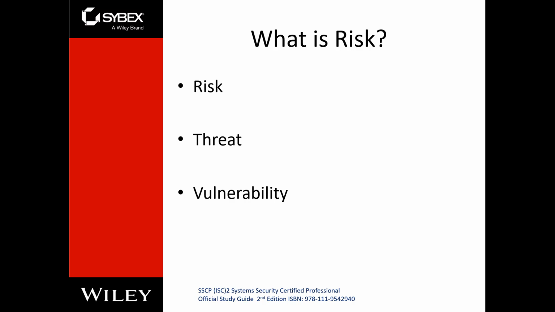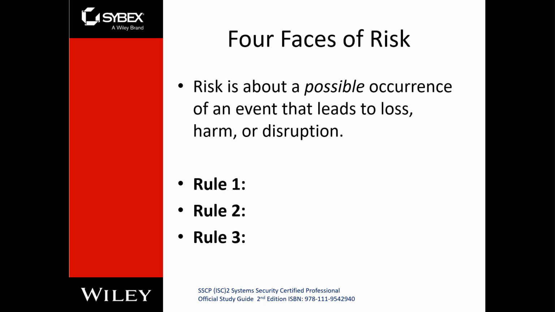Vulnerability is just a weakness, and if we're looking at the equation for measuring risk, risk is equal to threat times the vulnerability. When we're looking at risk, there are four main faces of risk. And again, risk is about possible occurrence, not necessarily the occurrence by itself.